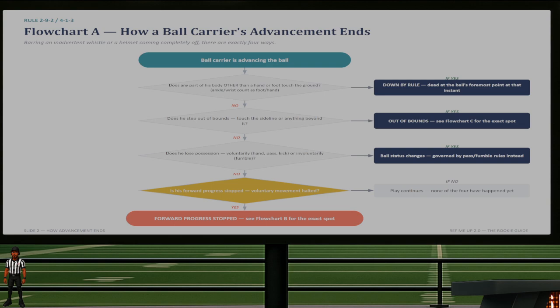If no, keep going. Second question: does he step out of bounds, meaning he touches the sideline or anything beyond it? If yes, that's out of bounds, and we'll cover the exact spot in flowchart C. If no, keep going. Third question: does he lose possession, either voluntarily by handing, passing, or kicking the ball, or involuntarily by fumbling? If yes, the ball status changes entirely, and is now governed by pass or fumble rules instead of forward progress. If no, keep going. Fourth and last question: is his forward progress stopped, meaning his voluntary movement is halted? If no, the play simply continues. None of the 4 endings have happened yet. If yes, that's forward progress stopped, and we move to flowchart B to find the exact spot.